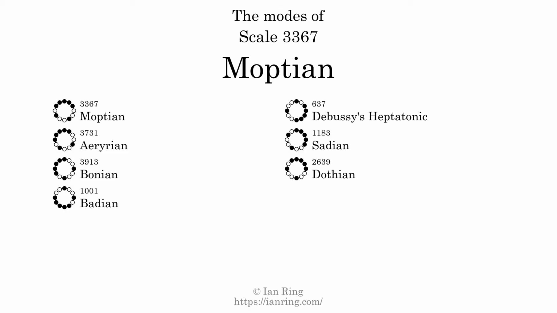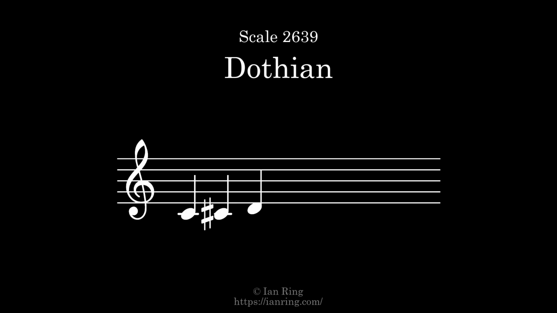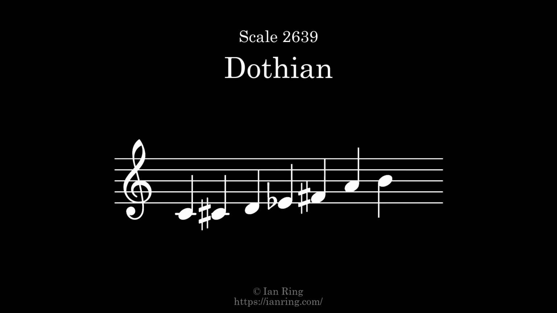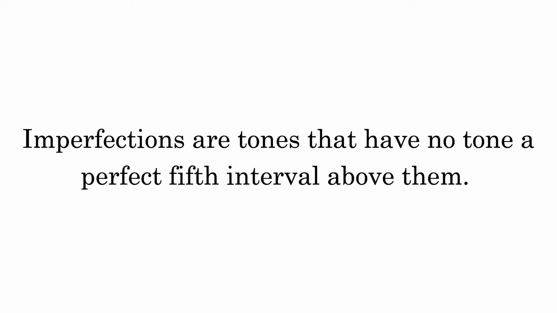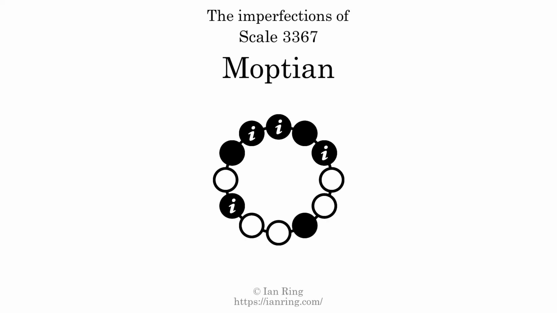The seventh and last mode is scale 2639, also known as Dothian. It sounds like this. Imperfections are tones that have no tone a perfect fifth interval above them. This scale has 4 imperfections. They are at positions here, here, here, and here.